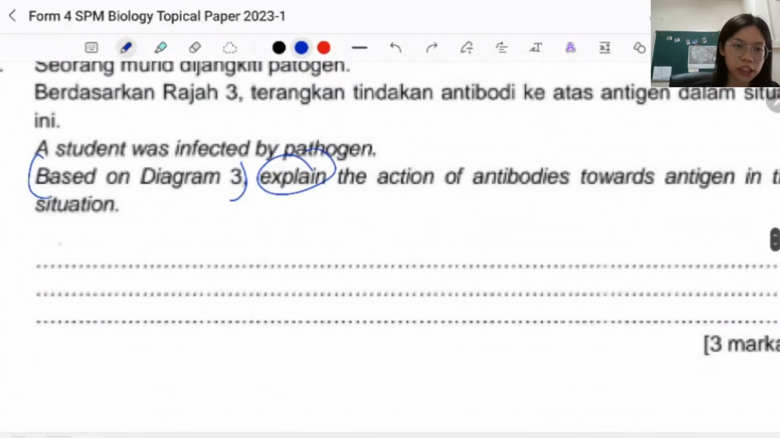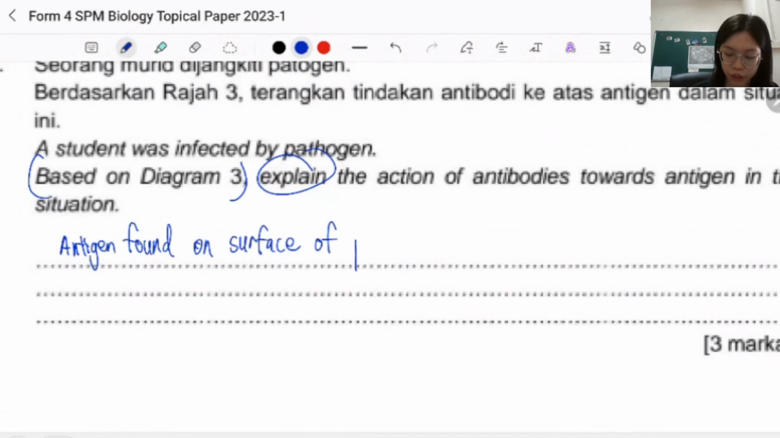First of all, antigen found on the surface of pathogen. A lot of students get confused whether they should write pathogen, bacteria, or virus. So many types, which one should I write? Pathogen is the general term for all of them. If you are not sure whether it's a virus, microorganism or bacteria, just write pathogen, the safest way to answer.